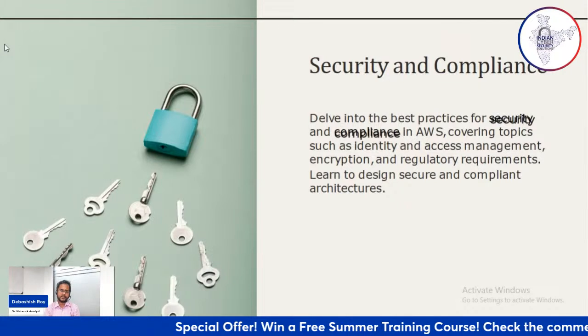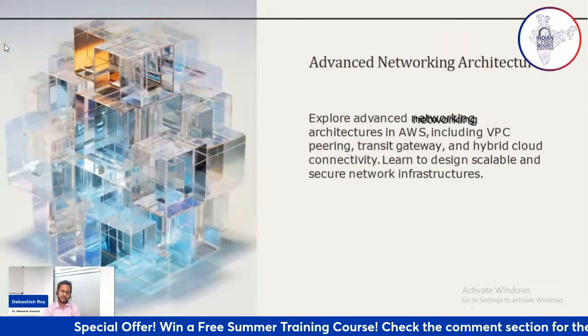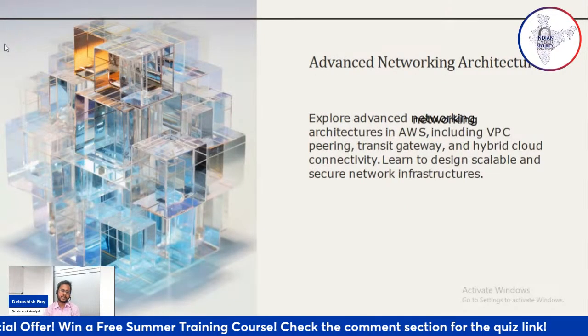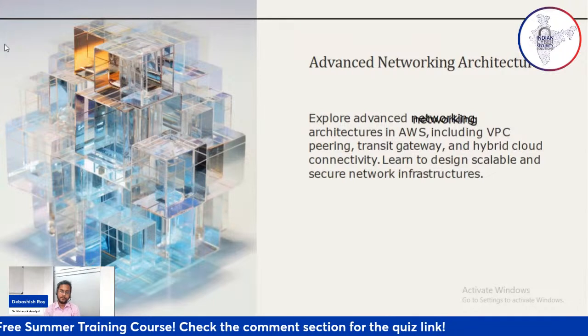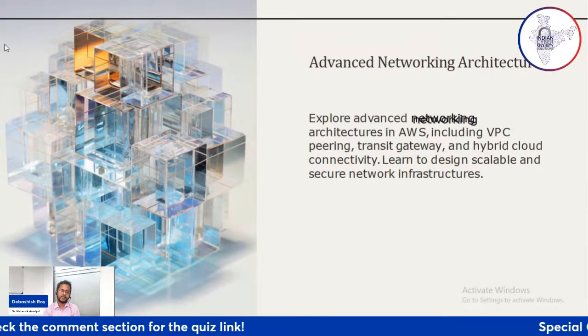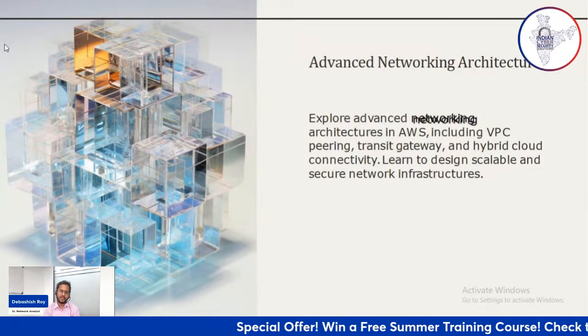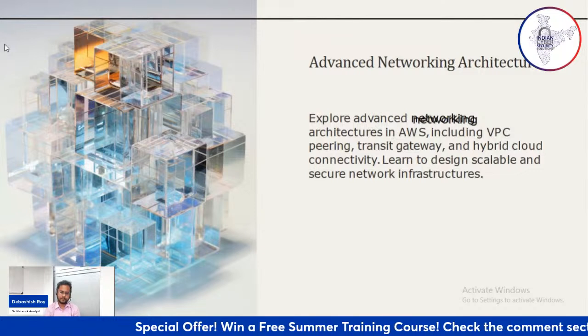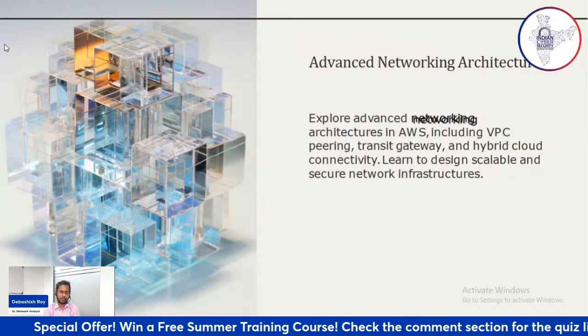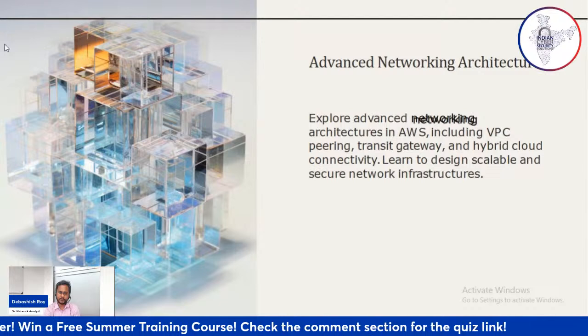So we are not going to discuss this again, but there are some advanced topics like advanced networking architecture, like VPC peering, transit gateway, NAT gateway, hybrid cloud. These are the different topics that you do not have in the associate level. But if you go to the professional level, then you'll see this. So you have to master these things in order to achieve the professional level certification as well.